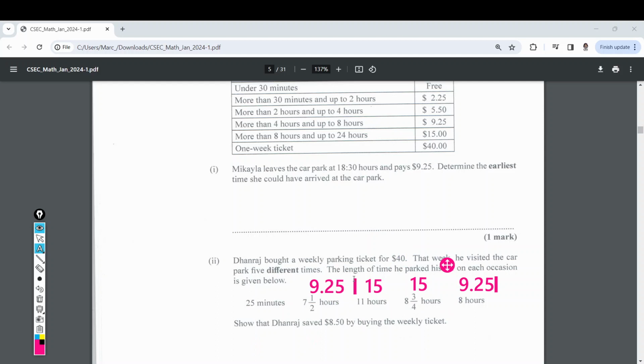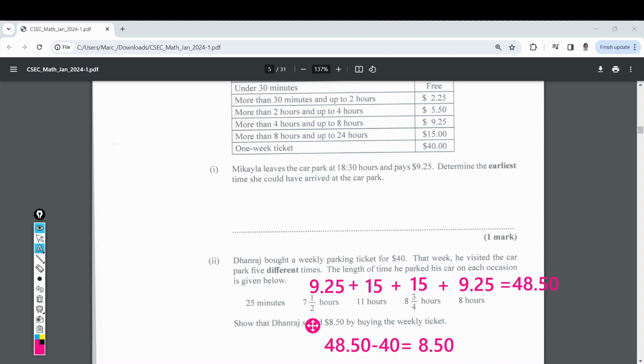So now, guys, we need to add all of this together. When we add all of this together, this is gonna end up being $48.50. And guys, it's clear here that 48.50 minus the $40 weekly ticket is going to give us $8.50. Cool.